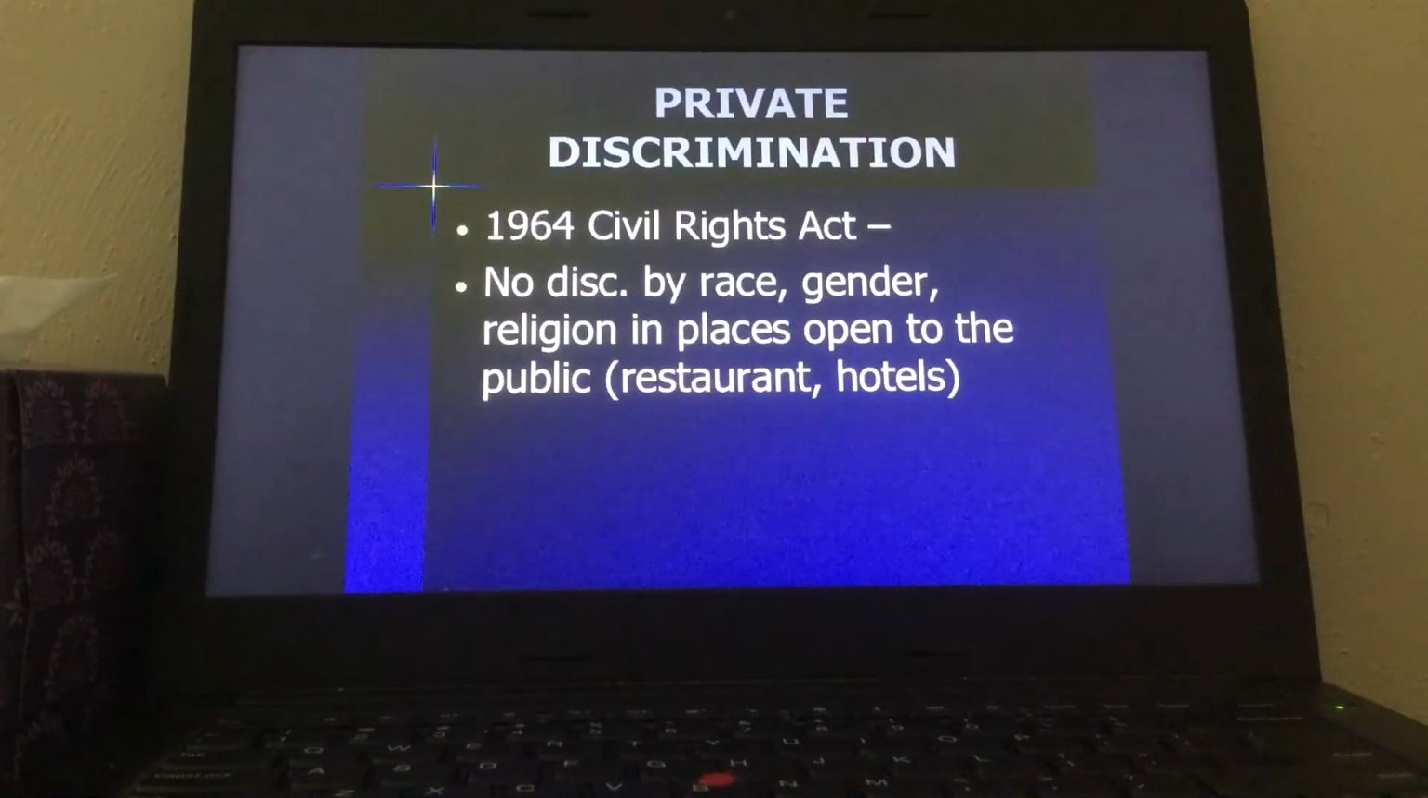Okay, we're going to shift gears now to private discrimination. And that's discrimination not by the government through a law or through a government act, but by basically a business, by a private individual, or what we're going to look at is discrimination by businesses. And it was pretty common in the South to have restaurants or hotels that would not serve African Americans.